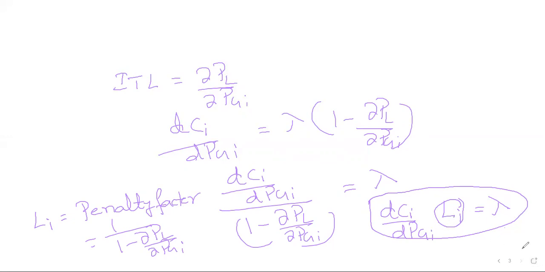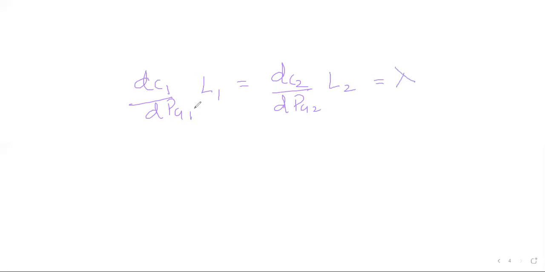Suppose there are two plants. Then what is the economic operating schedule considering losses? dC1 by dPG1 into L1 equals dC2 by dPG2 into L2, which equals lambda. What is this dC1 by dPG1? Incremental cost of first plant into penalty factor of first plant equals incremental fuel cost of second plant into penalty factor of second plant. When both are equal, the economic operating schedule can be achieved.